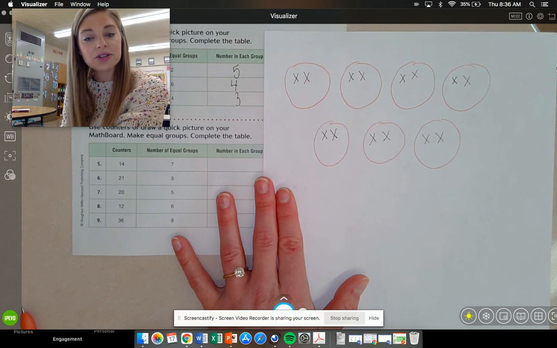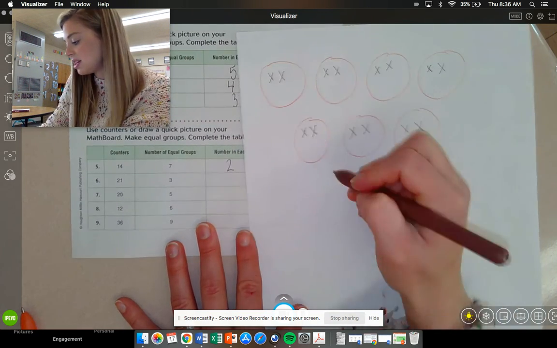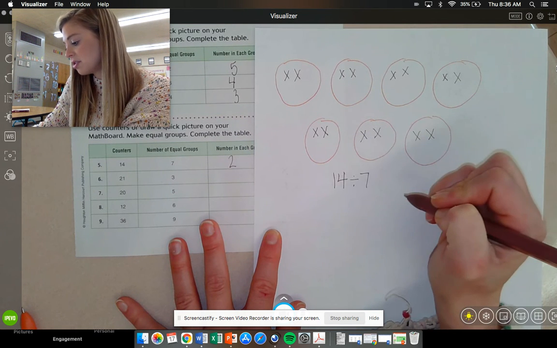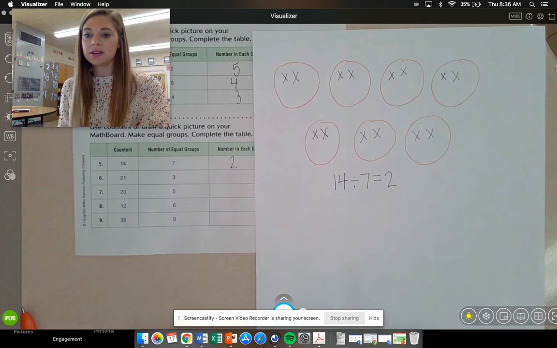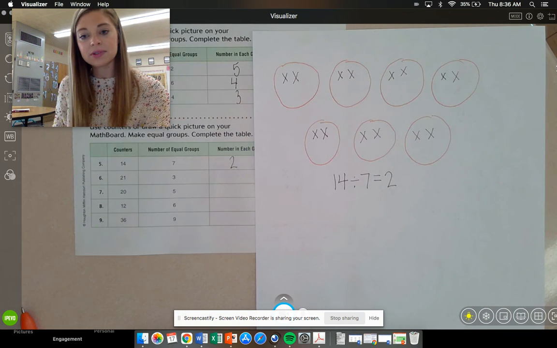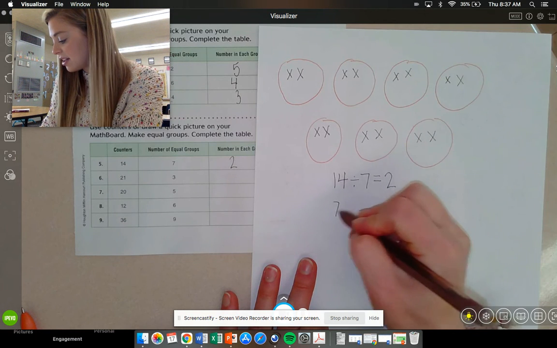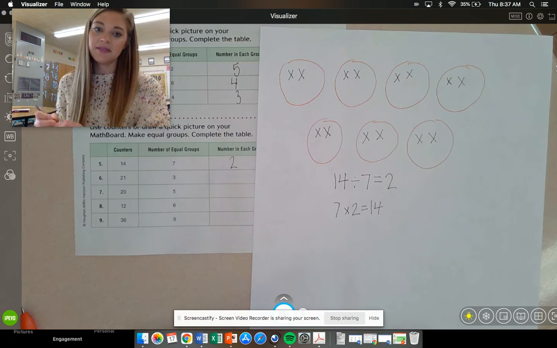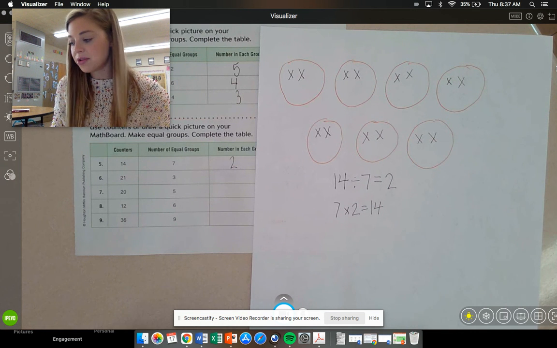So there's 2 in each group. That should be your answer, 2 in each group. We had 14 counters split up into 7 groups, and there was 2 in each group. 14 divided by 7 equals 2, and you probably noticed that if you do this, 7 times 2 equals 14. Those are related facts.